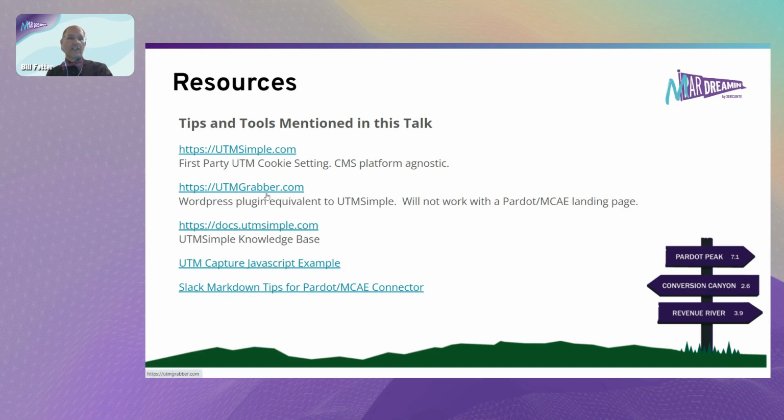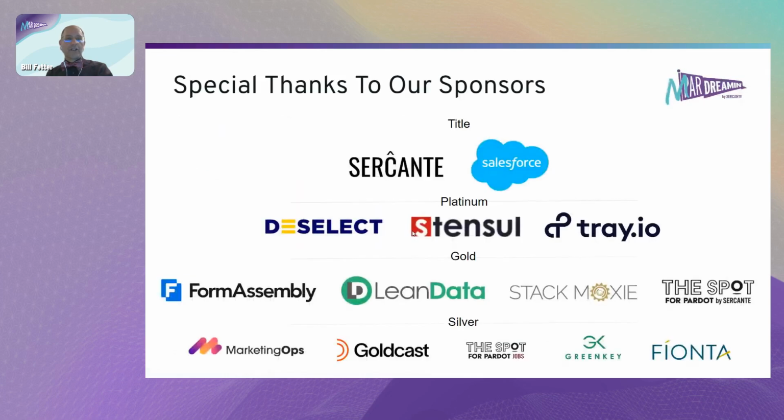That one's called UTM Grabber, same developer, just a different execution methodology. Their knowledge base is really good. All the information about how to get this thing to work is in their knowledge base, either the WordPress version or the general version. And I've given you a couple of links again with the JavaScript. The JavaScript that you need is here, and the Slack Markdown tips. That's the link for my blog.